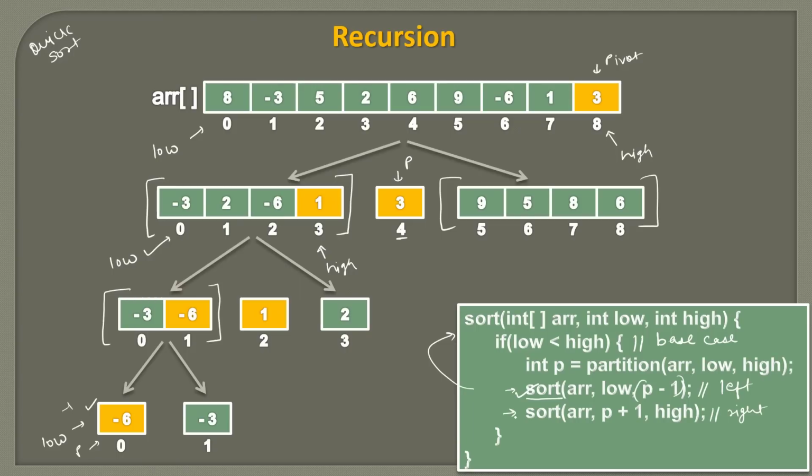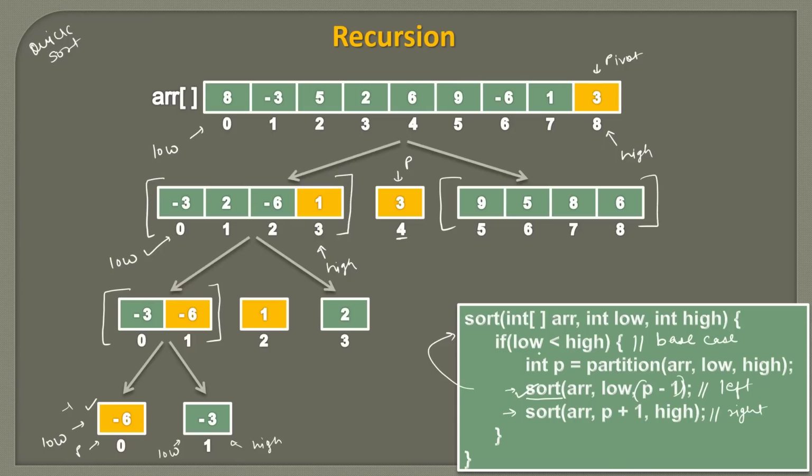So now this sort method will be executed and we go to the right side of the pivot. It means now we are taking in the elements which are greater than -6, which is the only element -3. So p plus 1 will be our new low. This will be our low, and high will remain the same index.